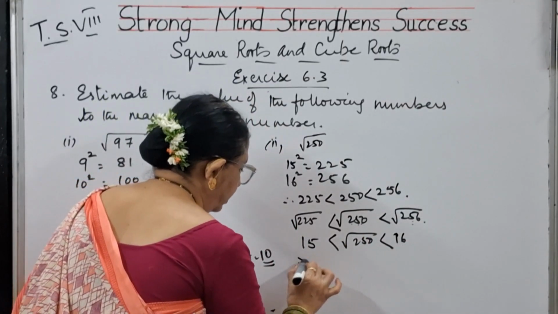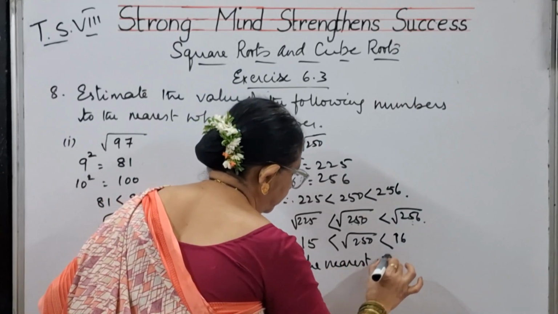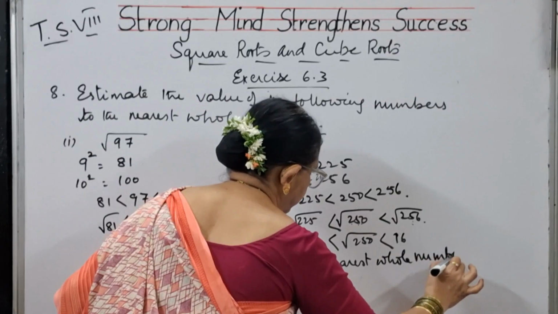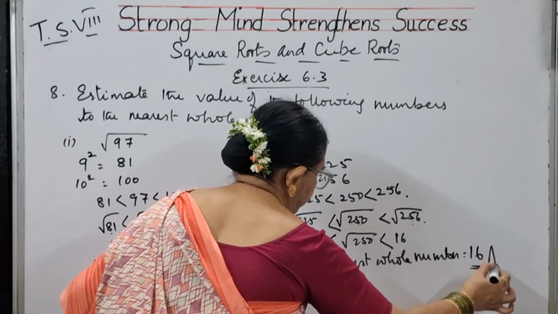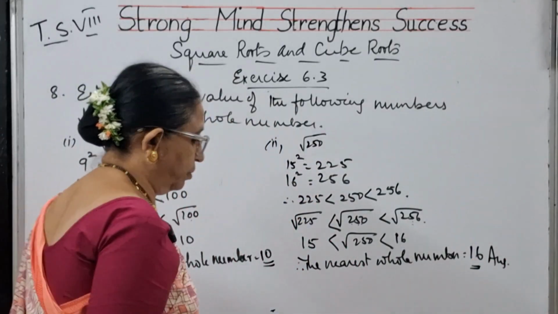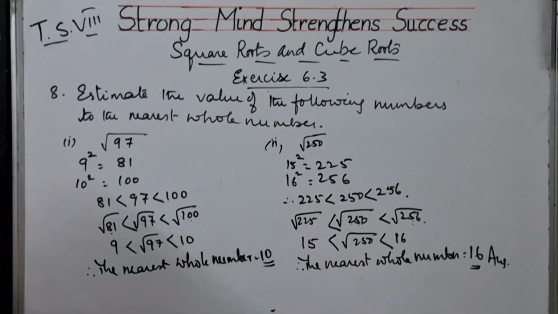Therefore, what is the nearest whole number? The nearest whole number is equal to 16. This is the answer for the second bit, children. Please note it down. One more bit is there. I will do it. Please note it down.